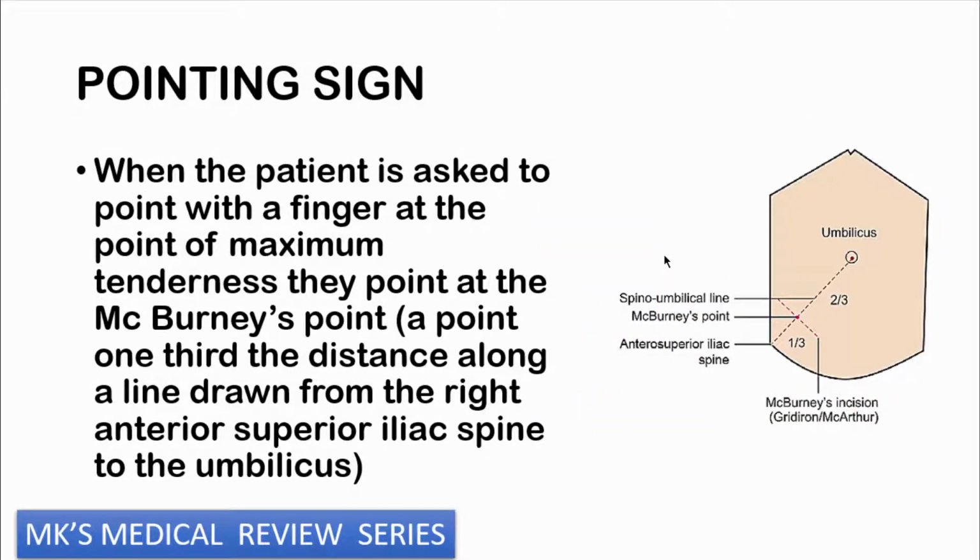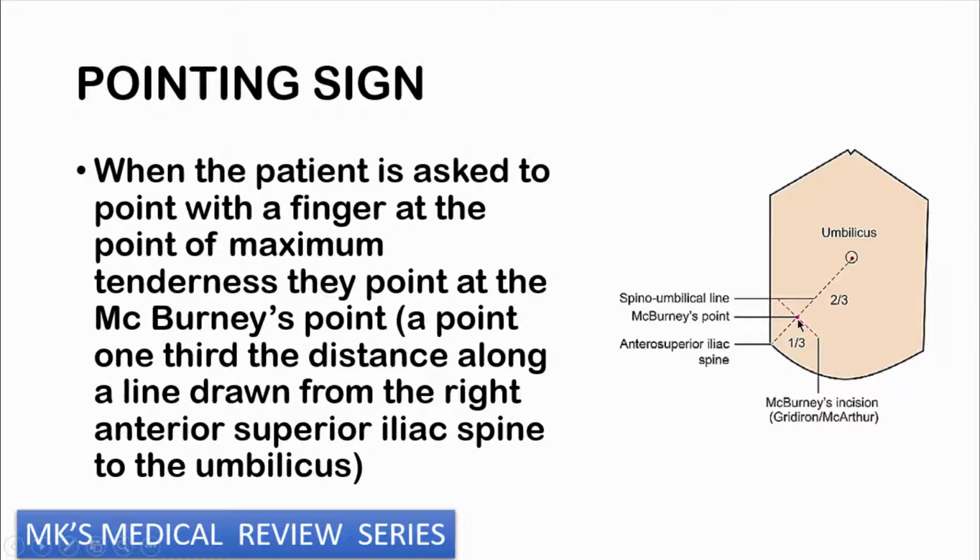Then you have a pointing sign. So when you ask the patient to point with a finger at the point of maximum tenderness, they are often going to point at McBurney's point. So if you draw a line from the anterior superior iliac spine to the umbilicus, 1/3 away from the anterior superior iliac spine and 2/3 away from the umbilicus, you refer to this point as McBurney's point.